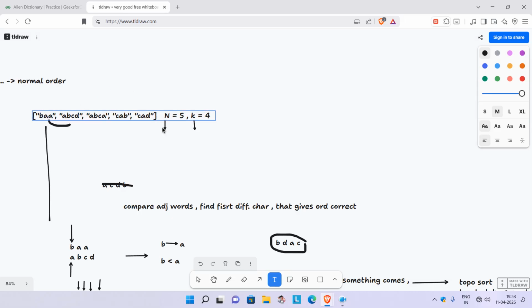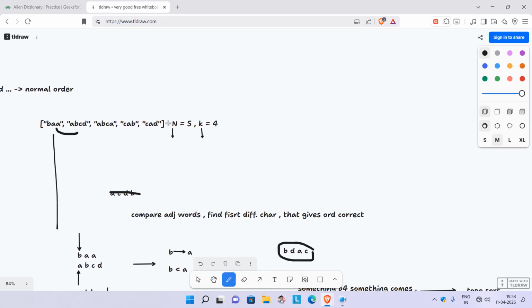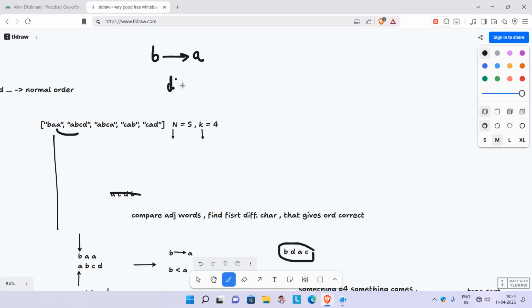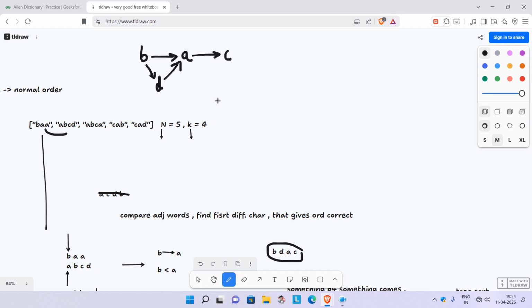B comes before A, so let me draw it here: this is B and it comes before A. Now comparing this one, A, B and C are the same, D and A are different, which gives the idea that D should come before A. So there is a D that comes before A. Till now we don't have the relation between B and D. Now comparing A and C, A should come before C. Comparing CAB, B comes before D, so we get the relation that B should come before D.